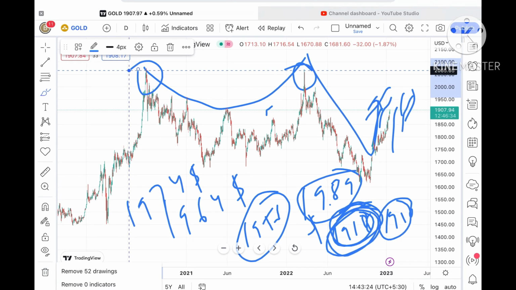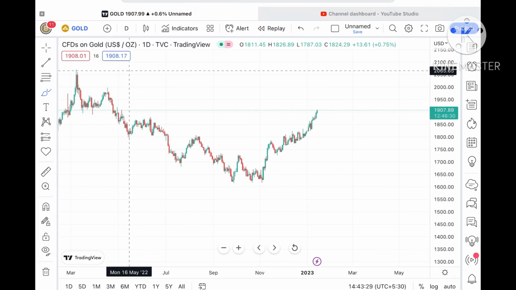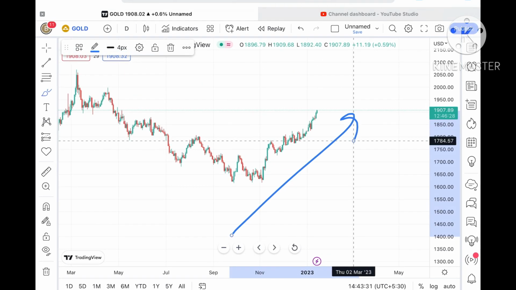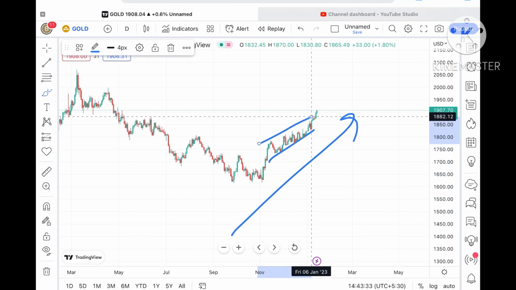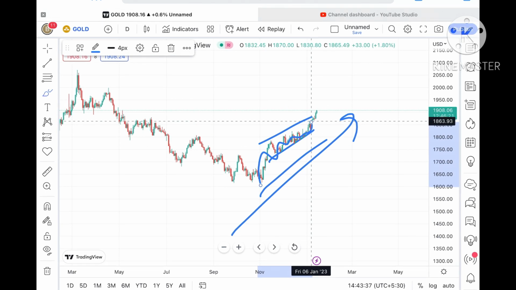Now as you look at this chart, I will not tell you that the market is moving in one direction only. As you can see, it is on the upside, but it is moving within a volatile range. This is what we can see.